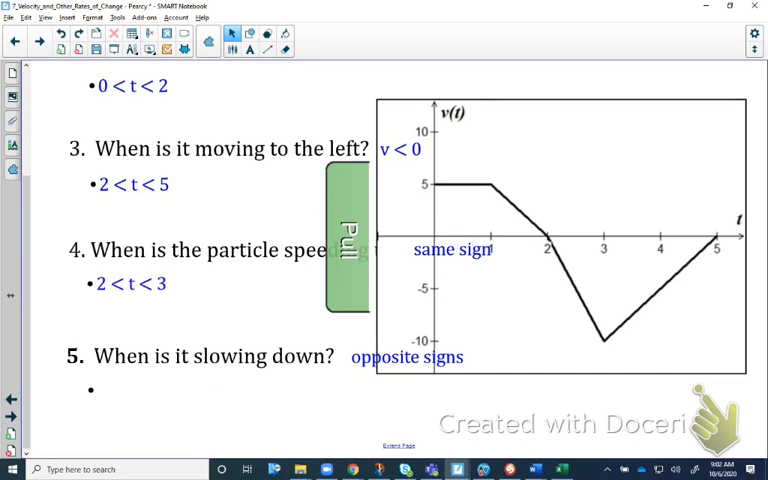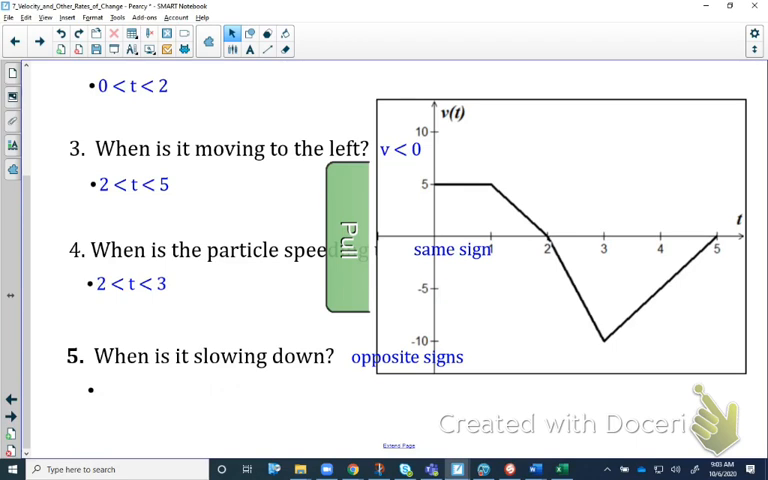So when is it slowing down? This is where we're looking to see velocity and acceleration having opposite signs. Well, we've already established that between time interval 1 and 2, the velocity is positive, but the acceleration is negative. So that is definitely one interval, but also the interval between 3 and 5. The velocity function puts us below the x-axis at that point, or below the t-axis, if that's what you want to think of it as. But the slope of that line, the slope between 3 and 5, is increasing. So the acceleration, the derivative, the slope of the velocity is going to be positive.